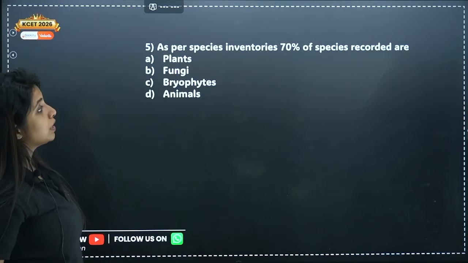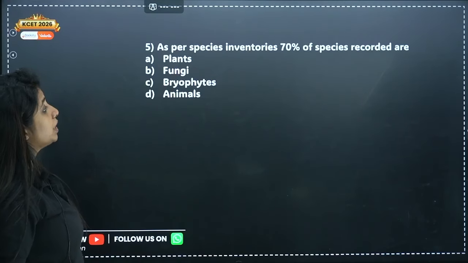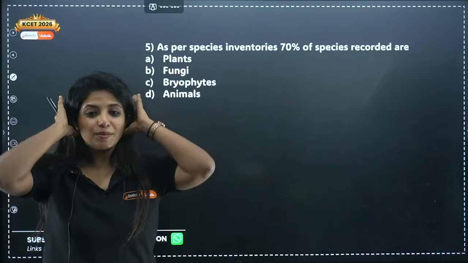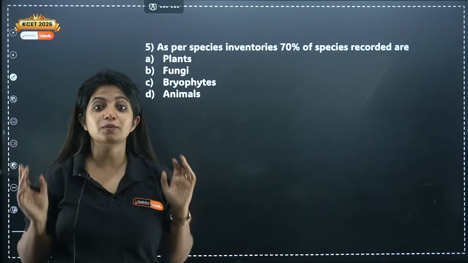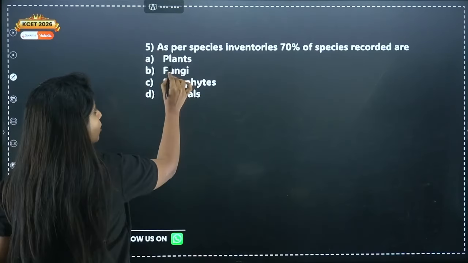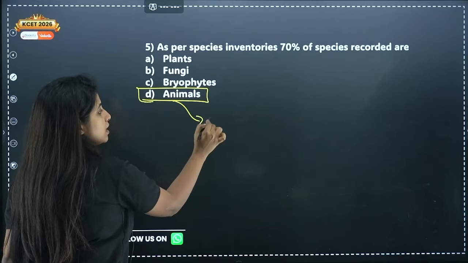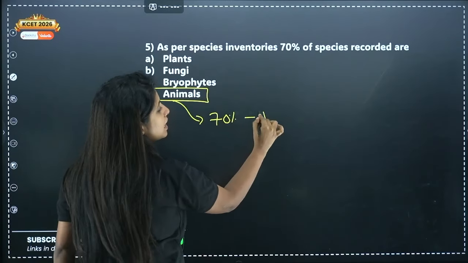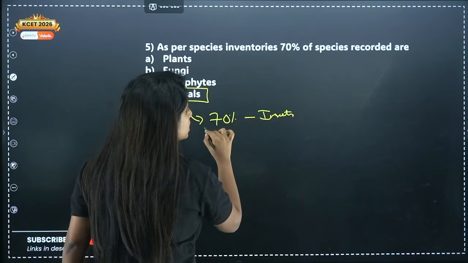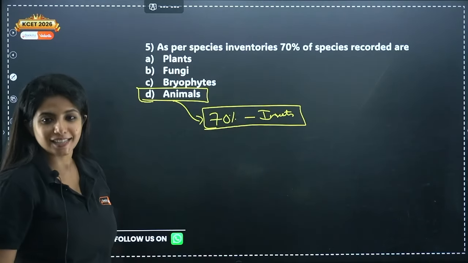As per the species inventory, 70% of the species recorded are, you know, most of these organisms which we see, the highest number of organisms are not plants, not fungi, not bryophytes, it is animals. Now, in the animals, 70% of them are insects.